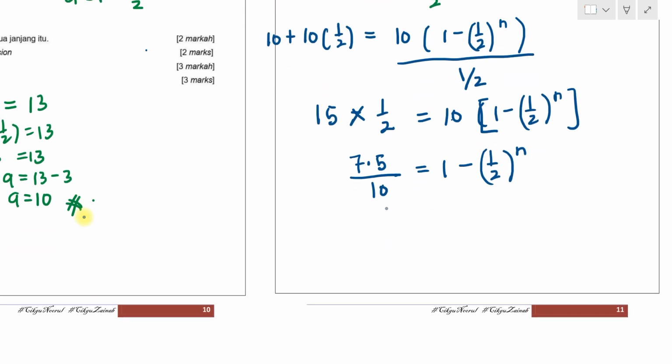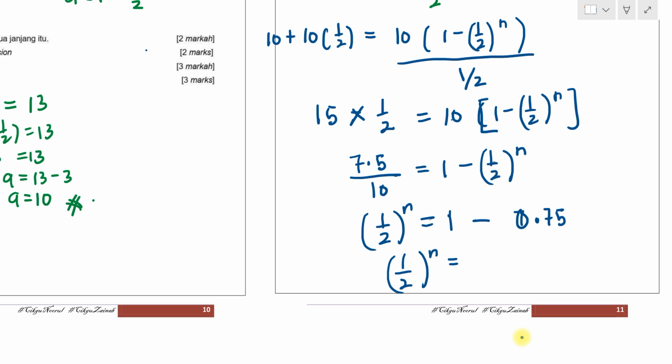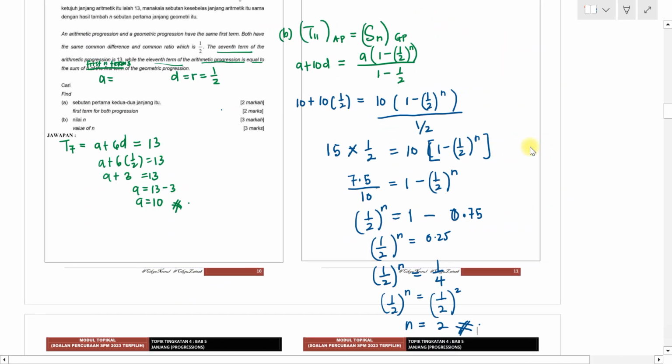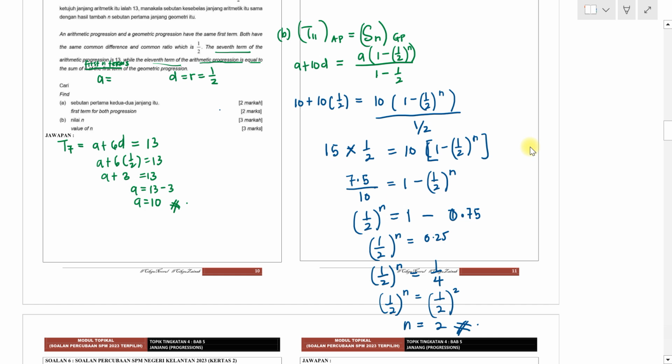Then 0.75 plus it becomes. I think we better bring it to here. 1 minus, and then the half power n comes over here. So 1 over 2 to the n is equal to 0.25, and you can actually use indices. 1 over 2 to the n is equal to 1 over 4, right? So we equate it. 1 over 2 to the n is equal to 1 over 2 squared. So your n is equal to 2. Or if you want to use log, by all means you can do that. That's the value of n.